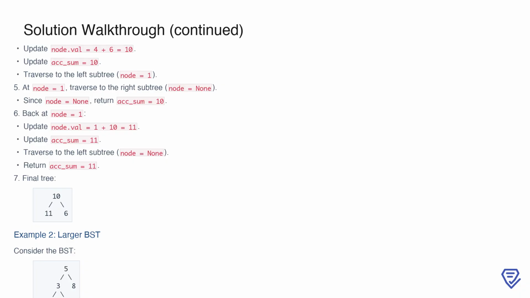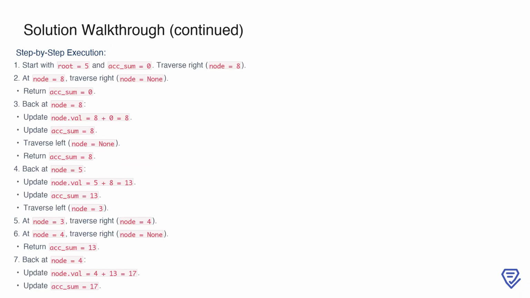Next, we examine a more complex example to reinforce the process. Now let's look at a larger BST. The root is 5, with 3 and 8 as its left and right children, respectively. Node 3 also has two children, 2 and 4. Starting at the root with acc_sum equals 0, we move to the right subtree, reaching node 8.